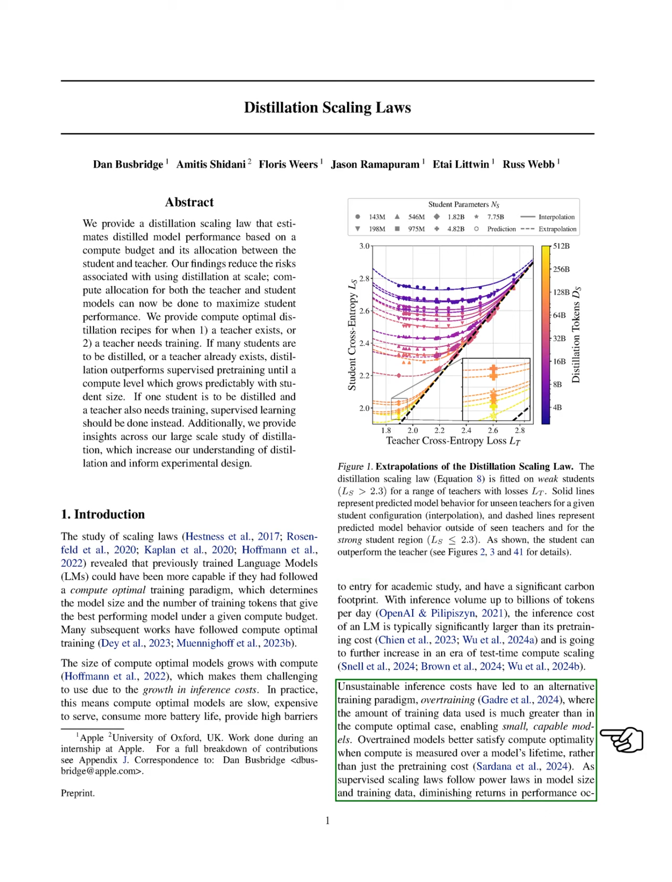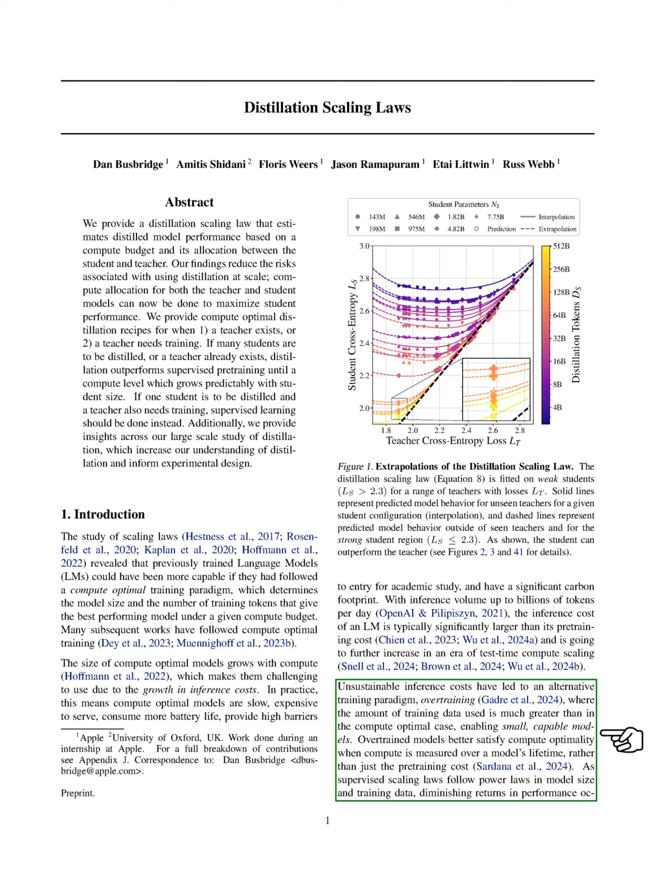These unsustainable costs have led to a new training method called overtraining, where we use significantly more training data than in the compute-optimal scenario, allowing for smaller yet effective models. Overtrained models can better meet compute optimality when we consider the model's entire lifespan rather than just the pre-training phase.